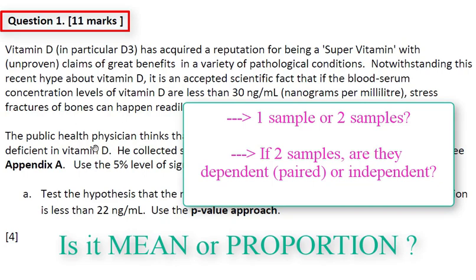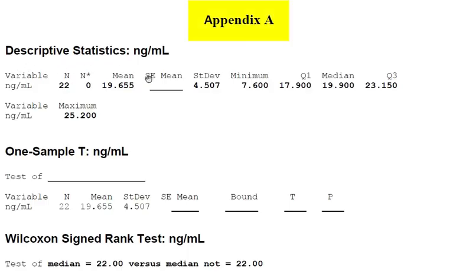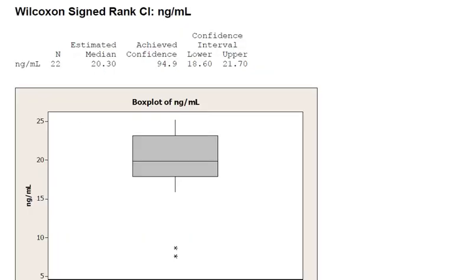The first thing you want to do, if there's an appendix, check if you have histograms or box plots. Those are an indication that you're dealing with mean. They will never give you a box plot in a question of proportion. In the descriptive statistics, we have things like the mean and the standard deviation. Also, if you scroll down, there is a box plot. So this is definitely a question about mean.